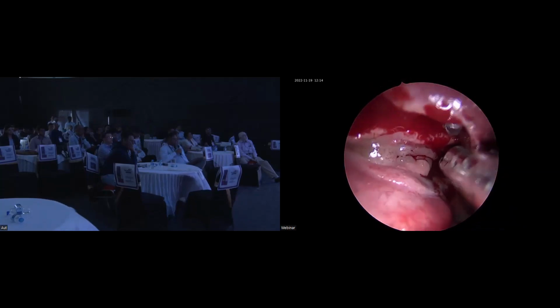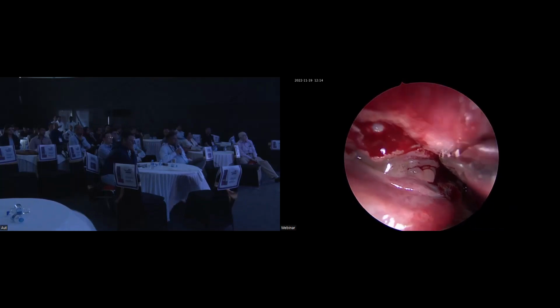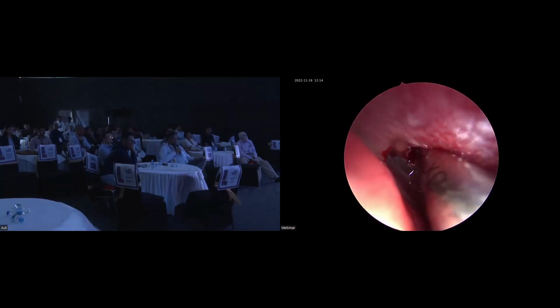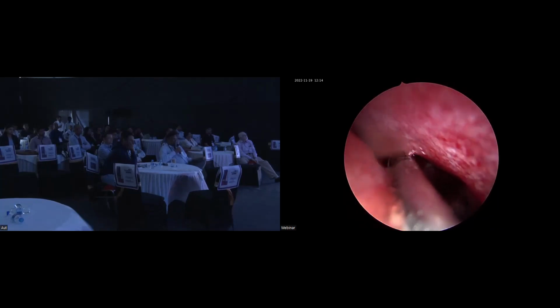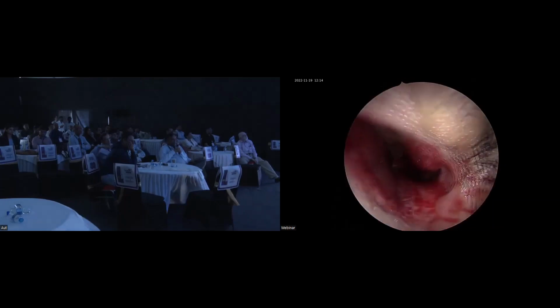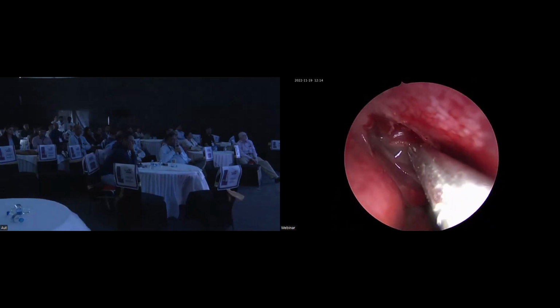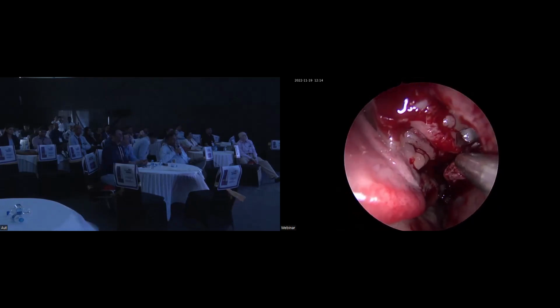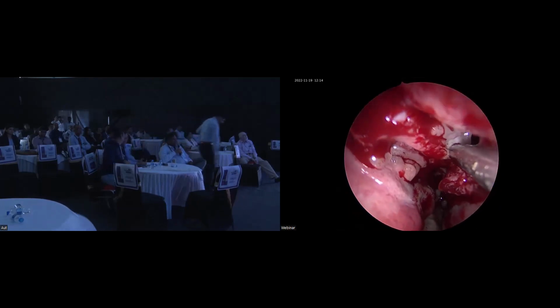Yes, Dr. Sanjay Lale. Good morning. What was the packing solution? The solution which I had used was 4% lignocaine with adrenaline: 4% 30 ml and 4 ampules of adrenaline.